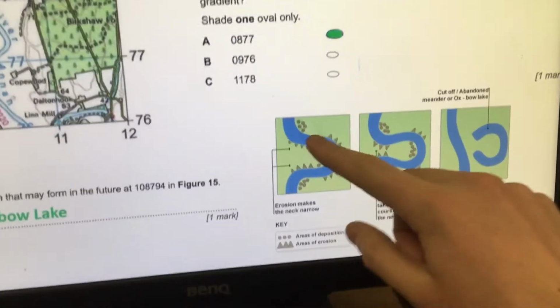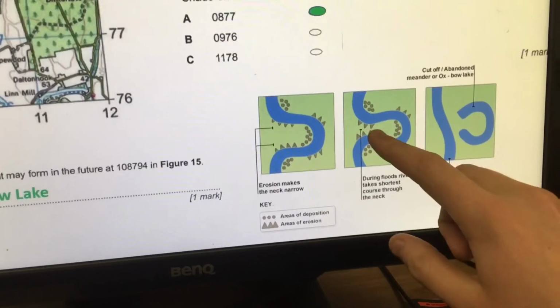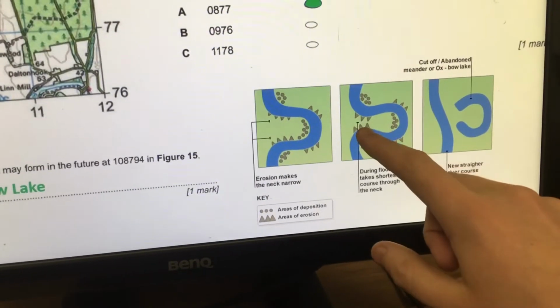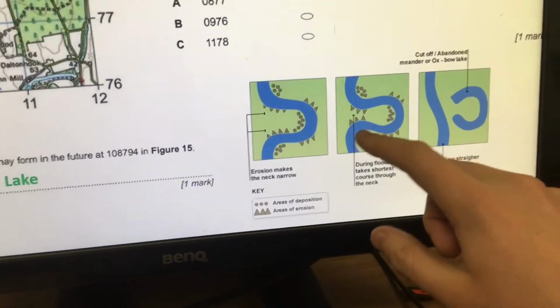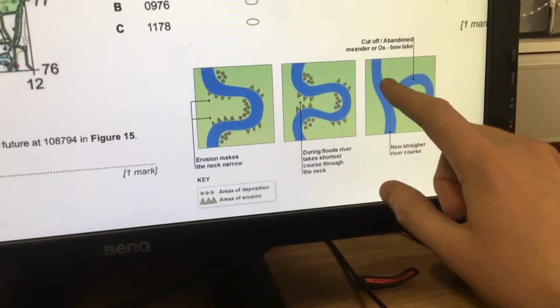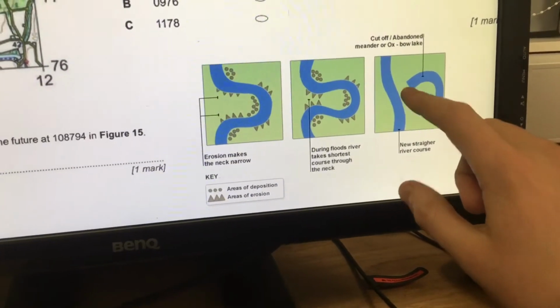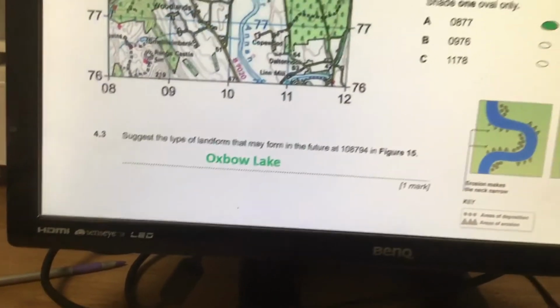And you might have a meander, and just really briefly, the neck of the meander might get narrower due to erosion. You get erosion on the outside of the bend, deposition on the inside, and this might eventually cut through the neck of the meander, leaving an Oxbow Lake with some deposition here to block off the 2 ends. So an Oxbow Lake is the answer to that one.